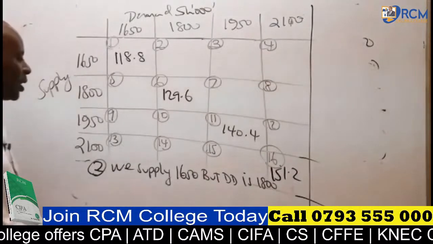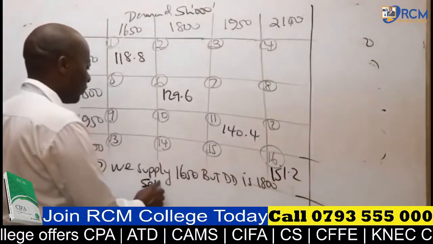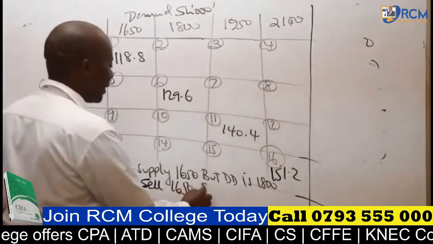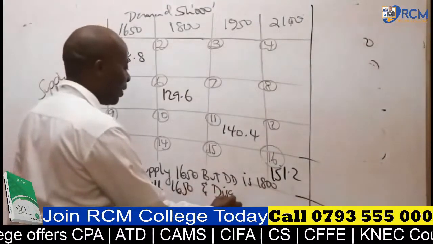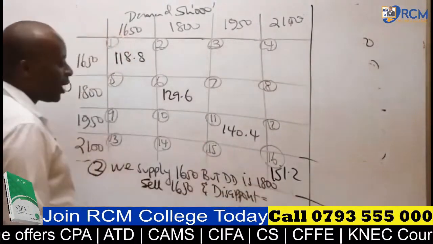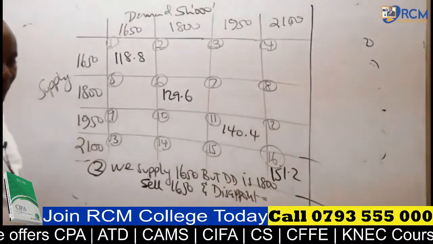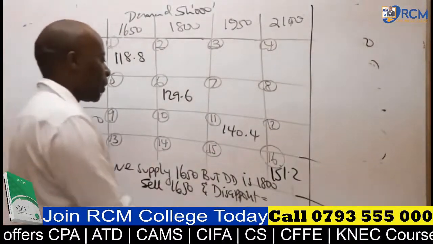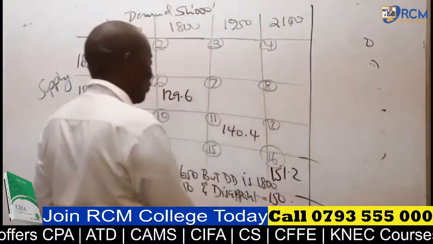So we shall sell 1650 and disappoint, how many? What is the difference? 1800 and 1650. Disappoint 150. Thank you very much.